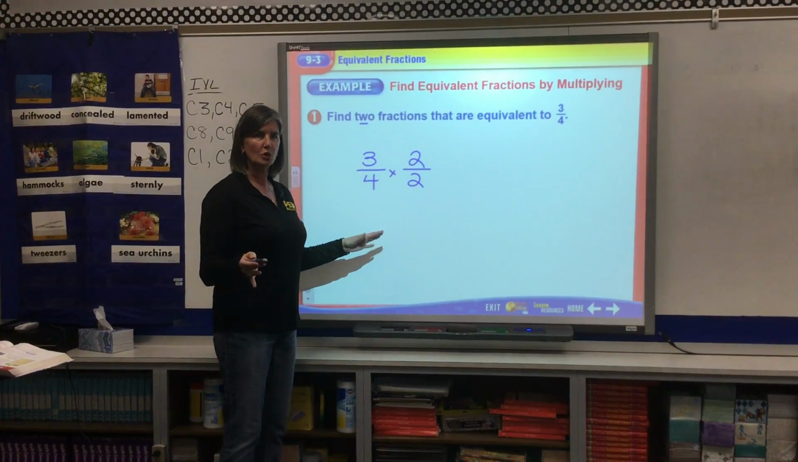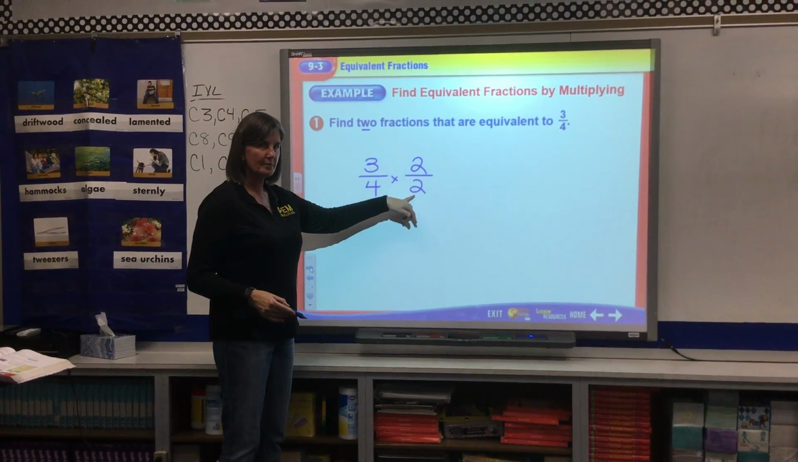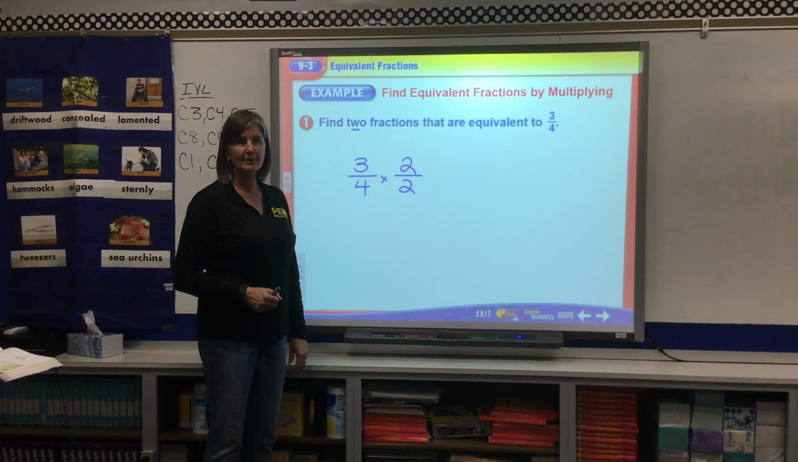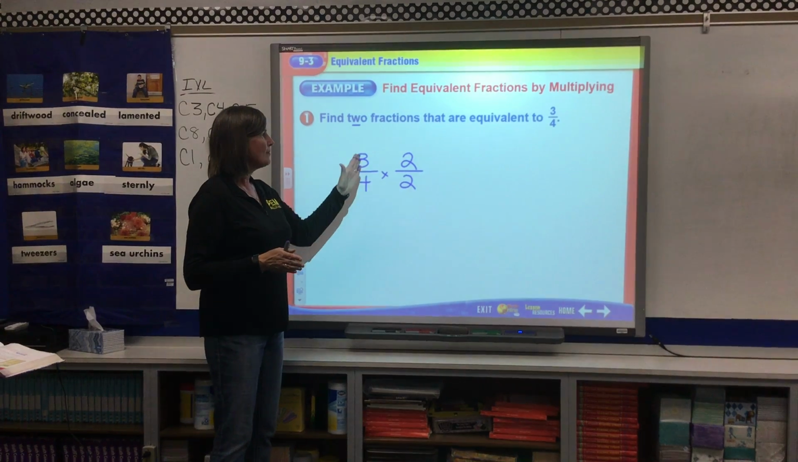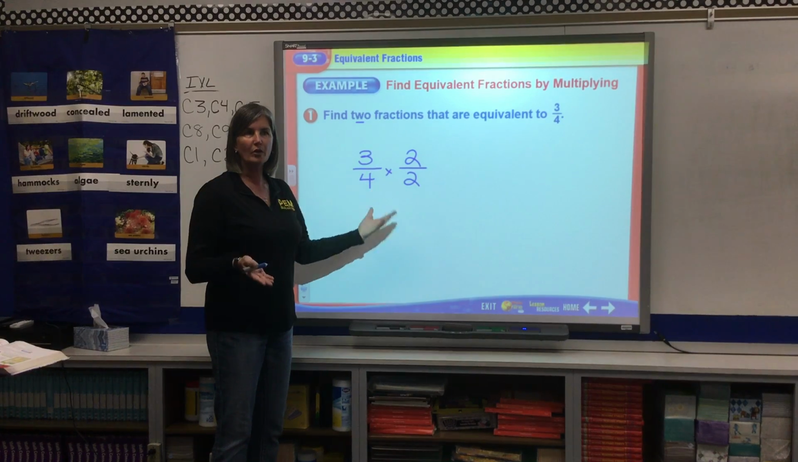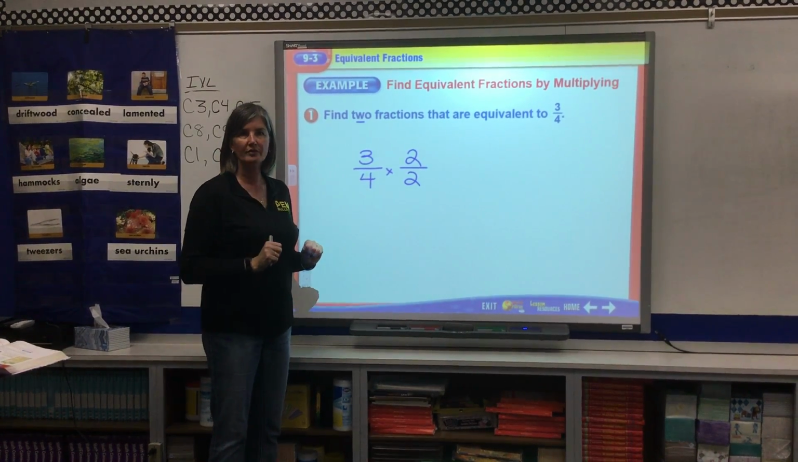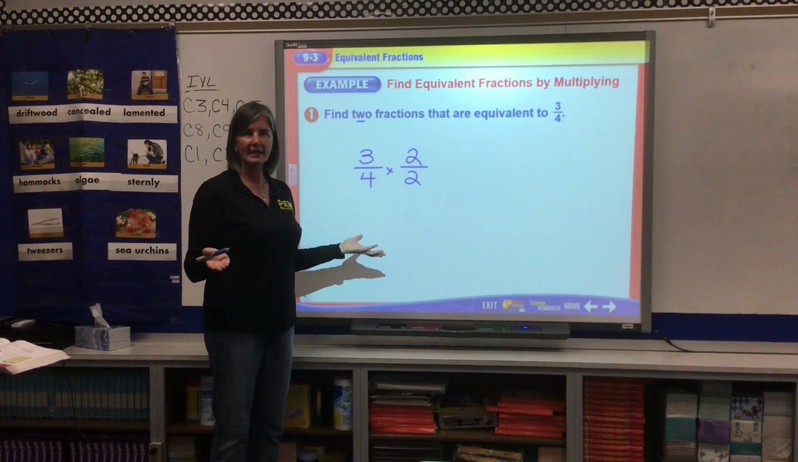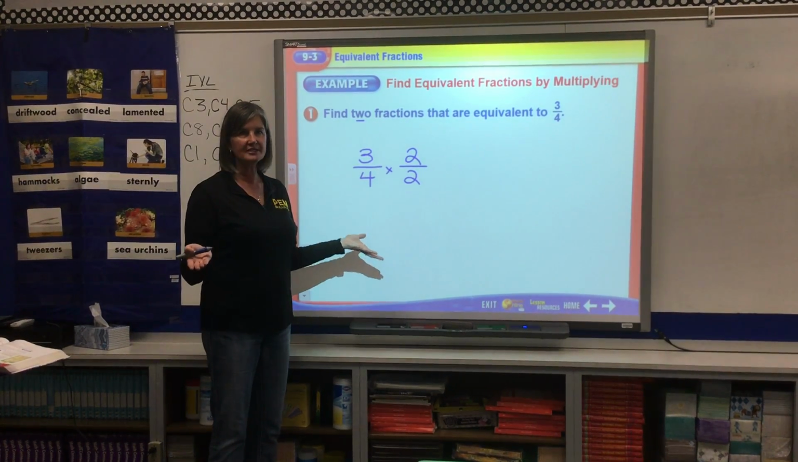This goes with the rule I just said. Whatever you do to the bottom number, I'm multiplying the bottom number, the denominator, by 2. I have to do the exact same thing to the top number. I have to multiply that by 2 also. Here's why. Multiplying by the same number over the same number is equivalent to 1. 2 over 2 is equivalent to 1. 3 over 3 is equivalent to 1. 4 over 4 is equivalent to 1. So if you're really multiplying it by something that's equivalent to 1, you're not changing its value.